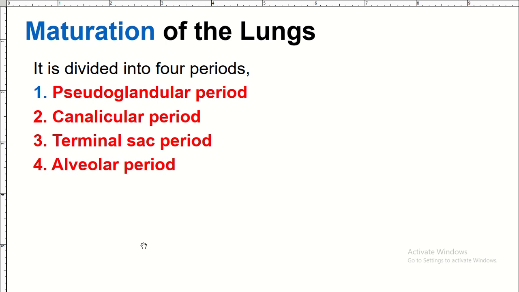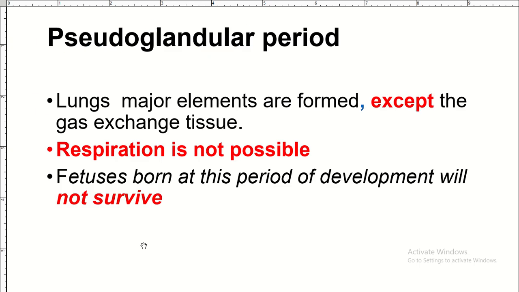Right. So lung maturation involves 4 processes, or it has 4 periods. Very important. So we have the pseudoglandular period, canalicular period, terminal sac period, and alveolar period. You have to understand this, right? So the pseudoglandular period, that's the first one. This is between 5 to 16 weeks. 5 to 16 weeks, right? That is your pseudoglandular period.